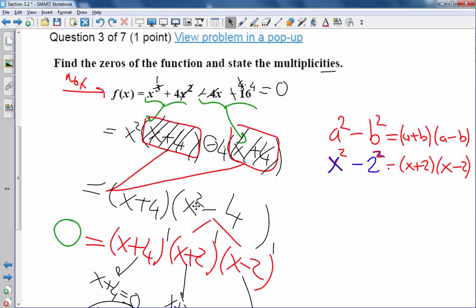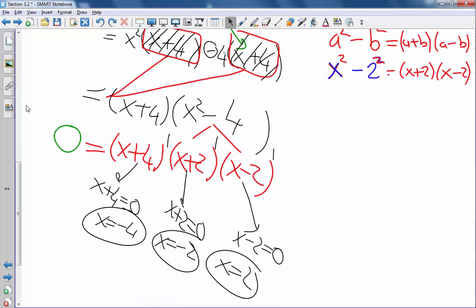Okay? Is it clear? How does the multiplicity work? Like, why is it only 1? Say it again. Why is the multiplicity only 1? Because in the factorization, how many x plus 4s do you have in these factors? 1 x plus 4, 1 x plus 2, 1 x minus 2.